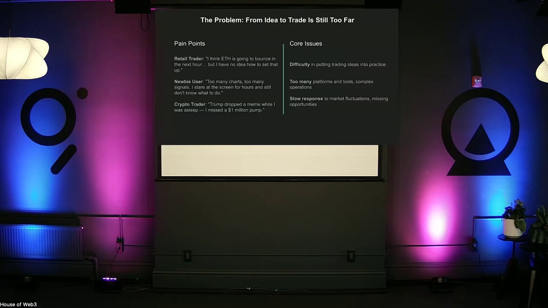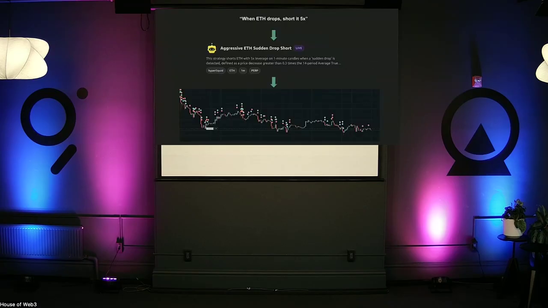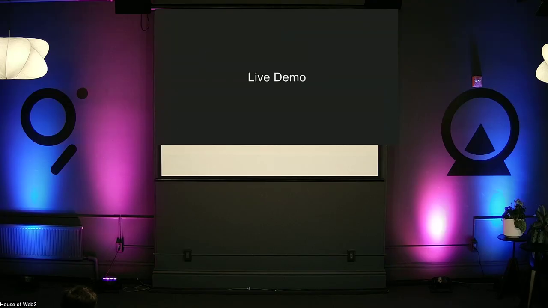This is a tool using an AI agent that can help you just play with ideas and put them into real trades. For example, if you predict Ethereum will go down, you can input a query like, I will 5 times leverage short ETH when it goes down, and the system will do all the backtesting, data analysis, and turn it into a tradable program and trade for you. I will show you a live demo.